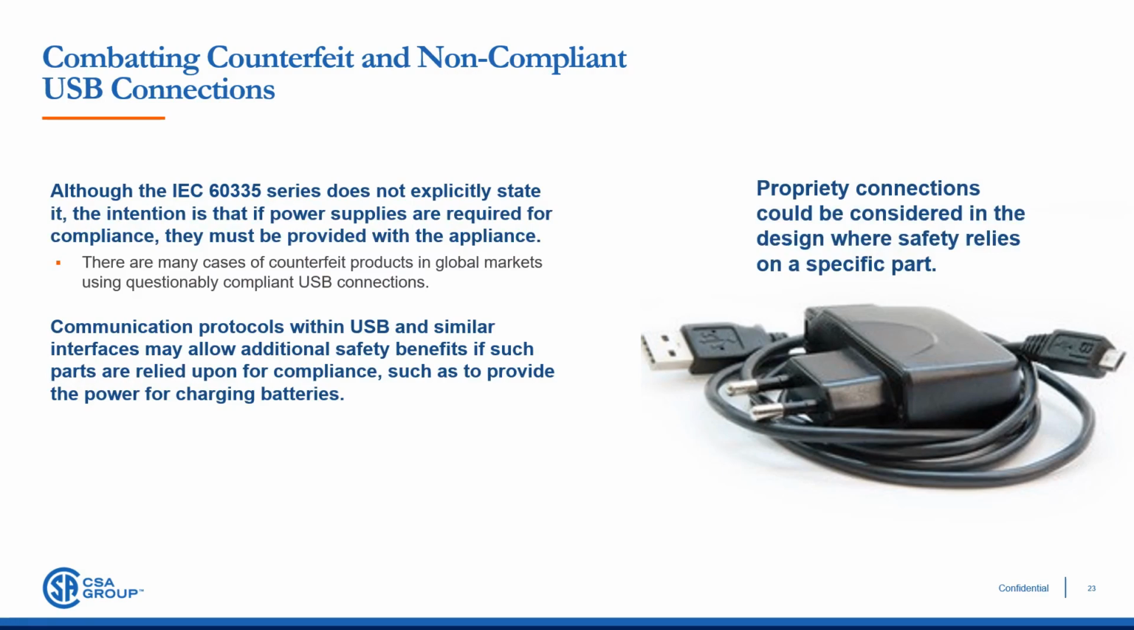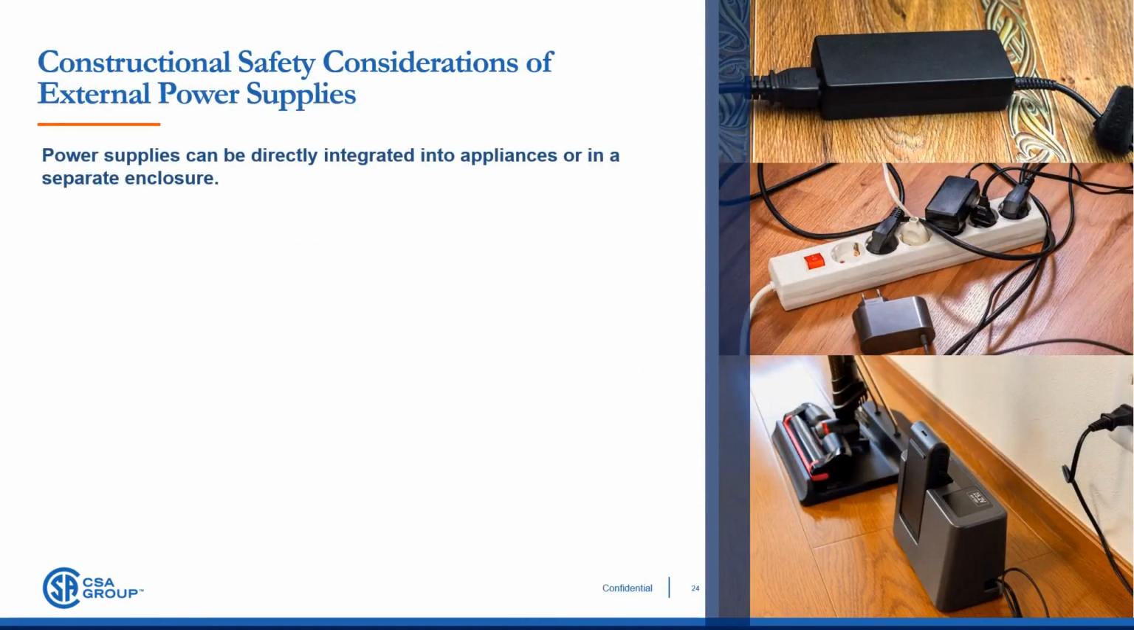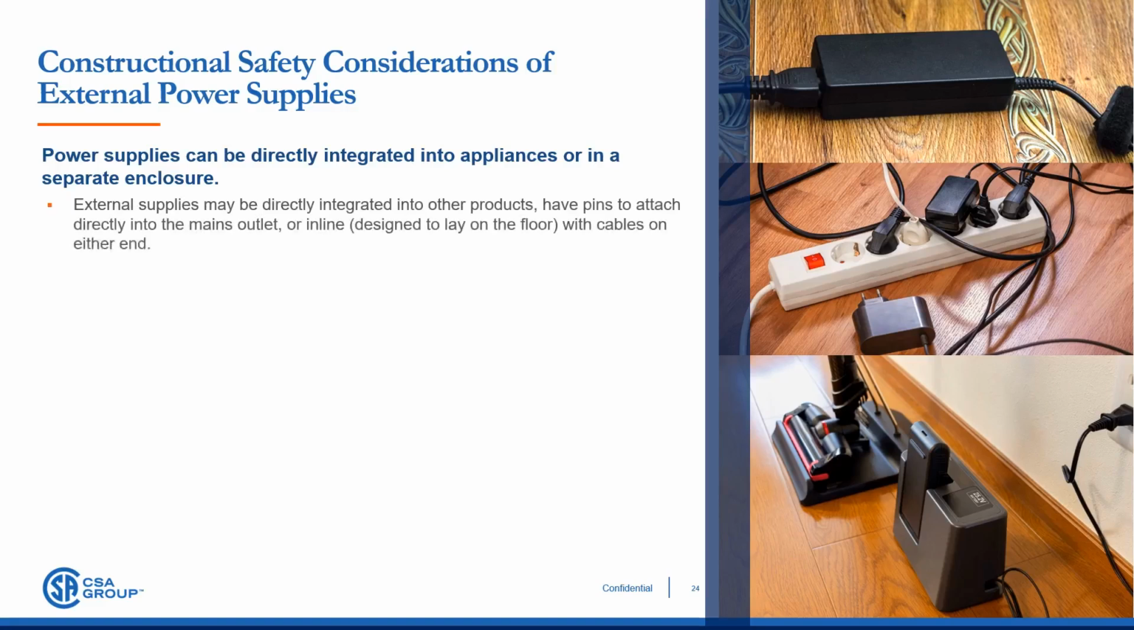External power supplies come in various constructional forms, either integrated into appliances or in separate external enclosures. These may include units that are integral to another product, having an enclosure featuring pins for direct insertion into mains power outlets, or in line with cables connected to and from a converter, which is typically positioned on the floor. As outlined in the IEC 60335 series, there are many differing compliance considerations for these varying types of construction, with certain constructions not being permitted dependent on the type of appliance.